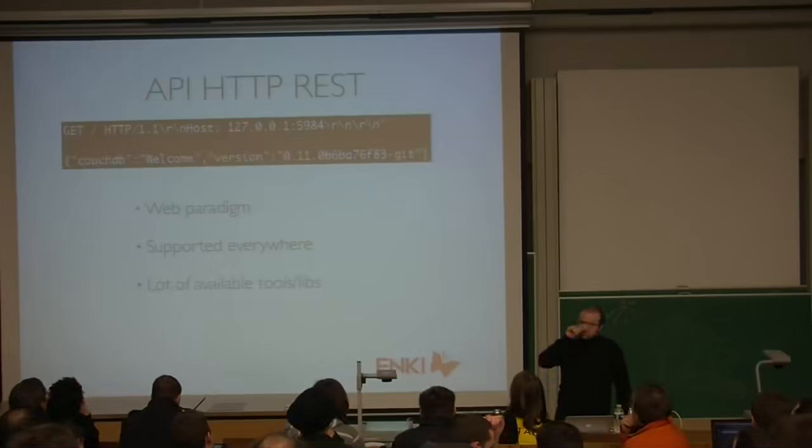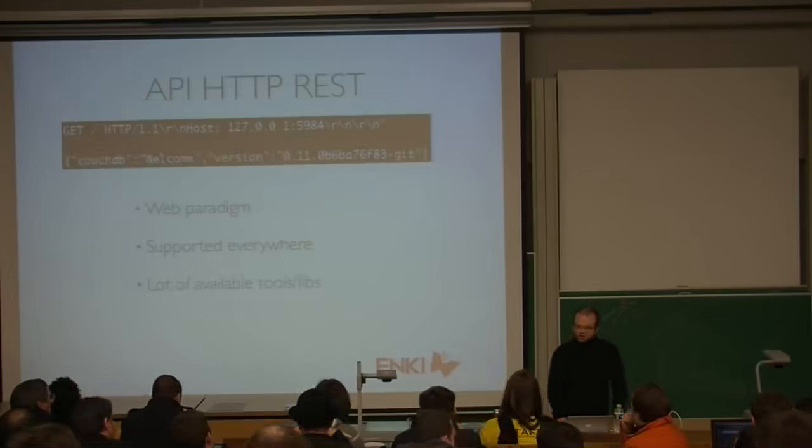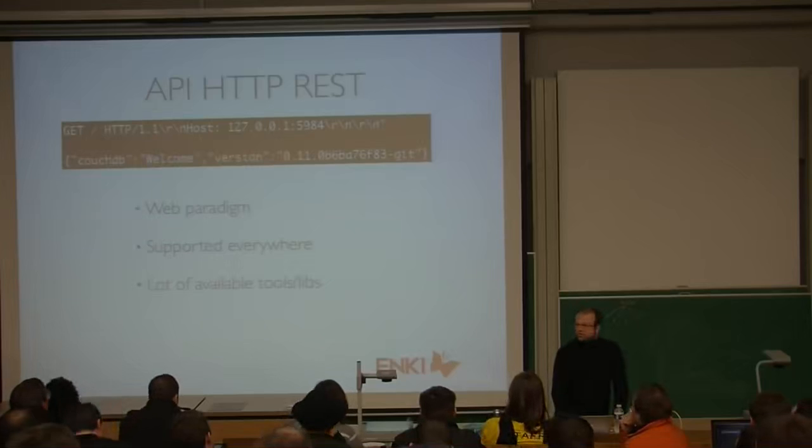For example, to create a database, you just post the name of the database in JSON to the server URL, and your database is created. The same for your documents with put or post, and when you want to delete, you just send a delete verb to the server.